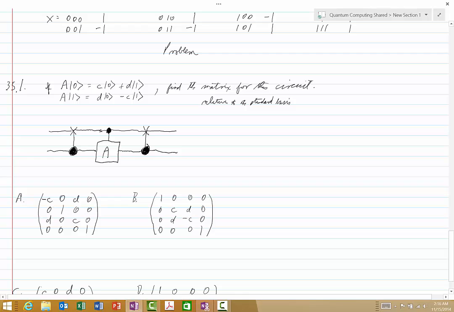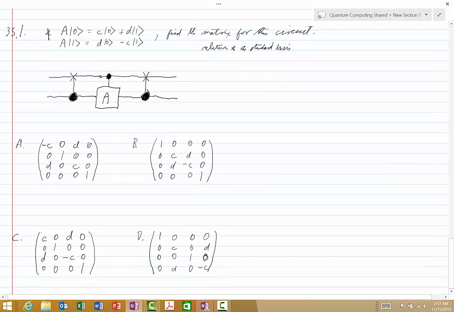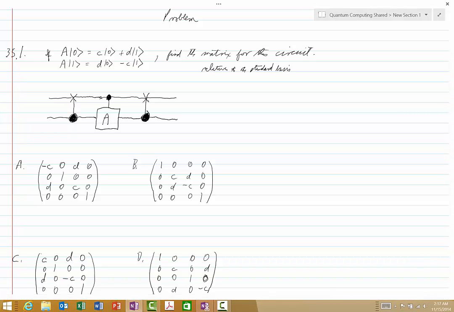The way that A acts is as given right here. A of 0 is equal to C0 plus D1. A of 1 is equal to D0 minus C1. So given that information, find the matrix relative to the standard basis for this circuit.